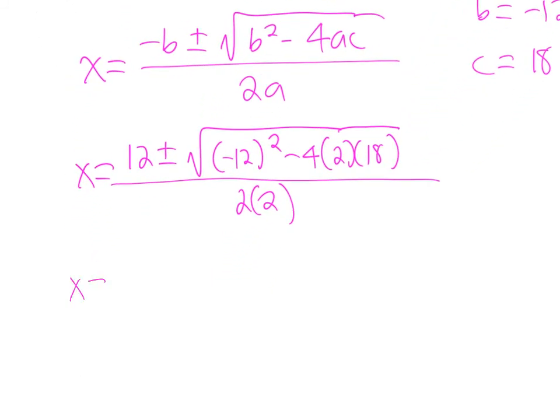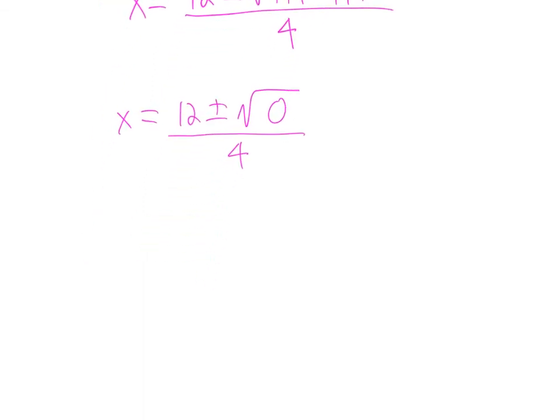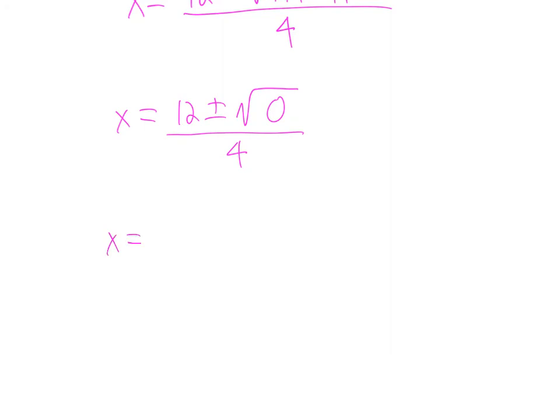Okay, let's simplify this a little bit more under the radical. So we got 12 plus or minus the square root of negative 12 squared, which is 144, and negative 4 times 2 times 18 is minus 144, all over 2 times 2, which is 4. This one's a little tricky, but we have 12 plus or minus, what's 144 minus 144? Well, that's 0, divided by 4. The square root of 0 is just 0, so 12 plus or minus 0.